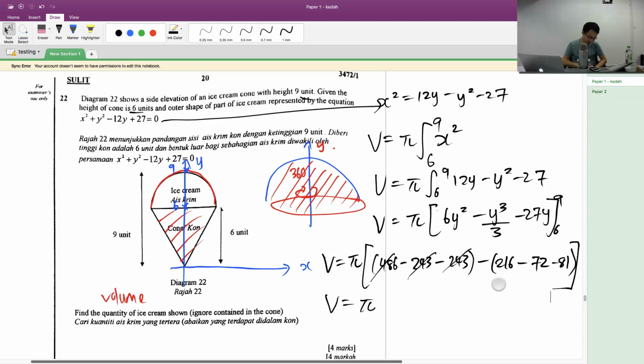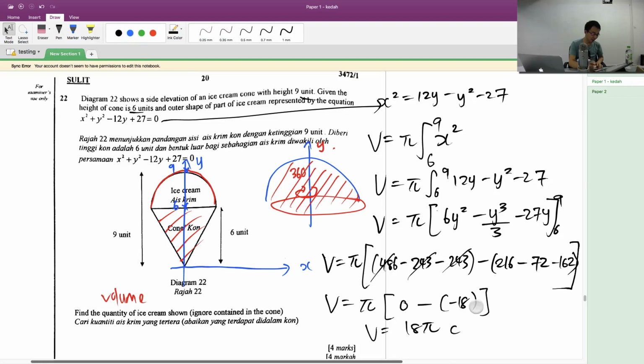6 multiply 36, 216. Oh, the last one, this number is wrong. The last one, this number should be multiply 6. 27 multiply 6 minus 162. Alright, so then only we solve it. The first one is 0. The second one is 216 minus 72 minus 162. So I will get negative 18. So the volume for ice cream is just 18 pi.